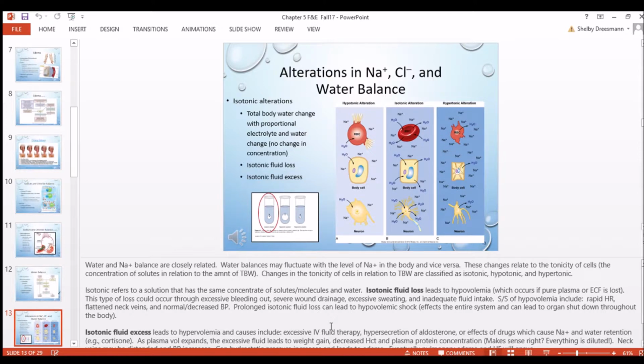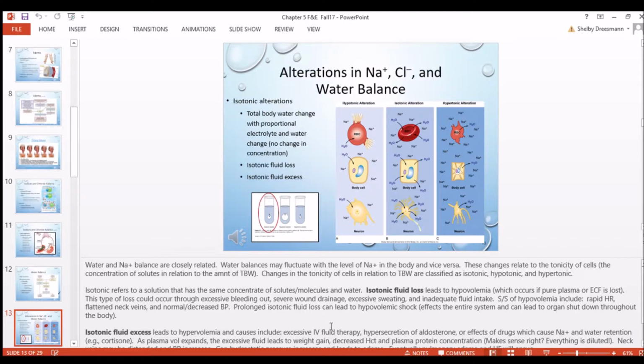Water and sodium balances are closely related. Water balances may fluctuate with the levels of sodium in the body and vice versa. These changes can relate to the tonicity of cells. Changes in tonicity in cells in relation to total body water are classified as isotonic, hypotonic, and hypertonic. I drew this out for you guys pretty well when we were going over net filtration. Isotonic is when it's equal with each other, so the amount of water going in and out is equal.